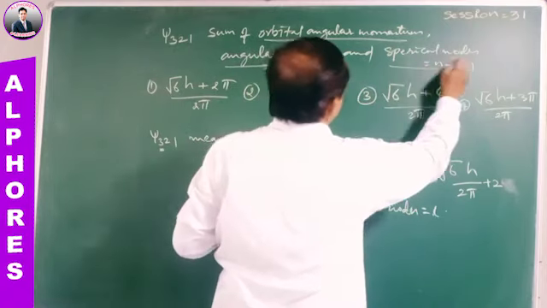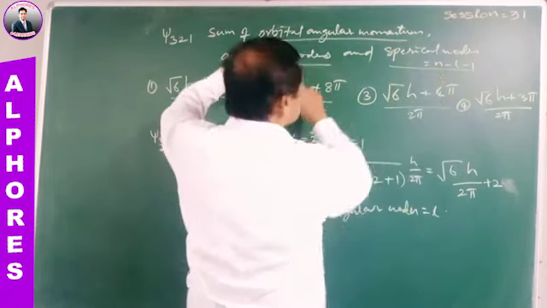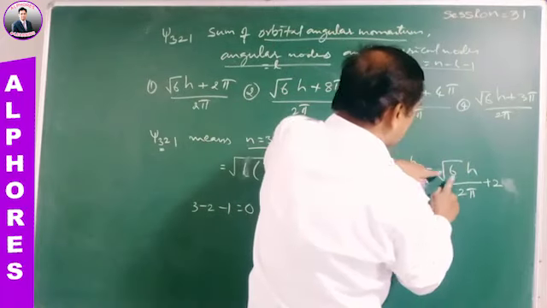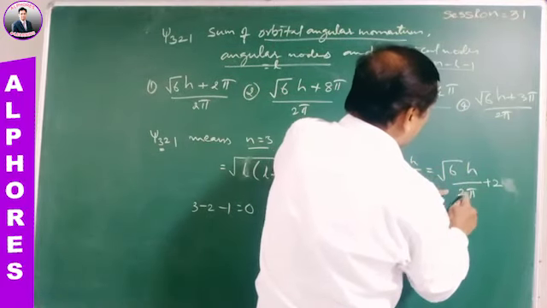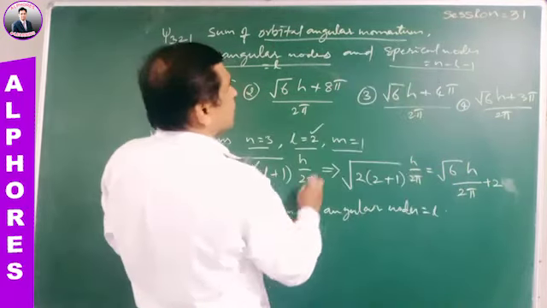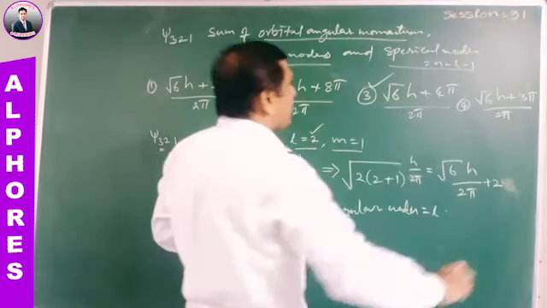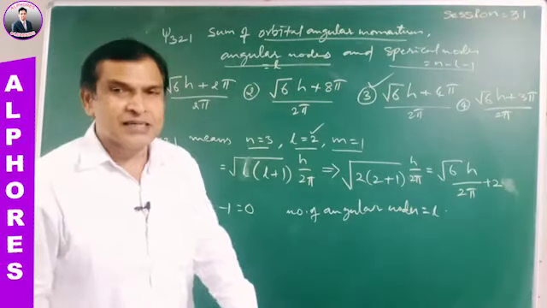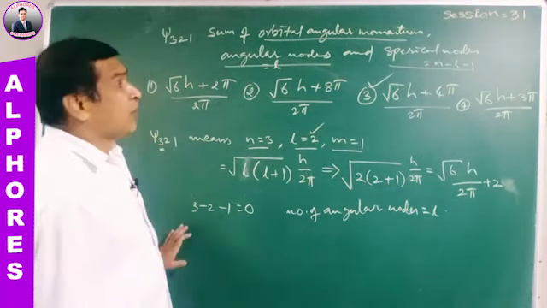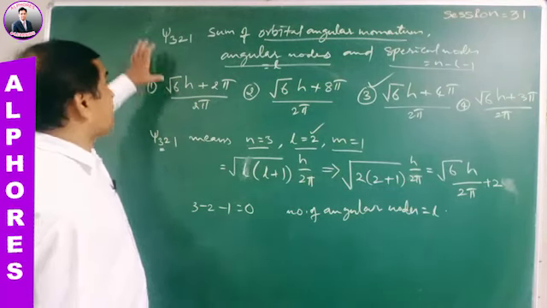Spherical nodes equal to 0. So now it is 6h under root 6h by 2 pi plus 2. That is equals to 6h plus 4 pi by 2 pi. That is the right option. Okay. So like that you have to understand the given concept of the question.